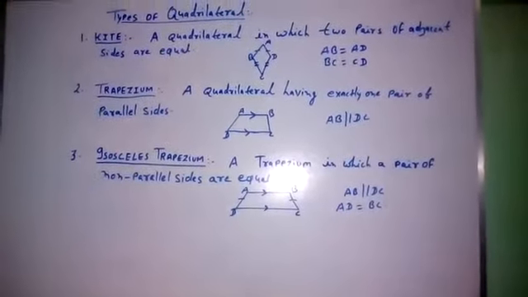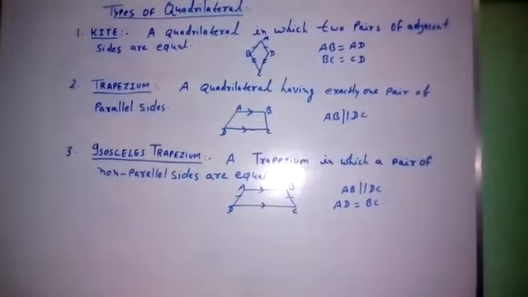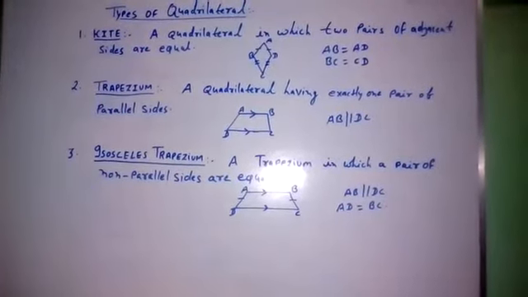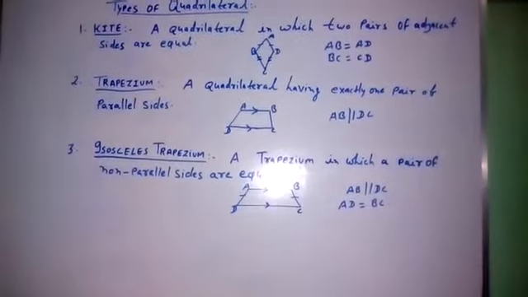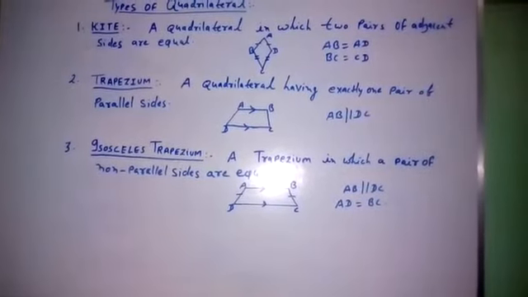Hello friends, in the previous class we learned about quadrilaterals. Today we will start their types. How many types of quadrilateral are there? So let's start. The first type is kite.